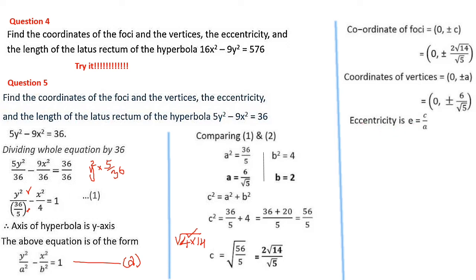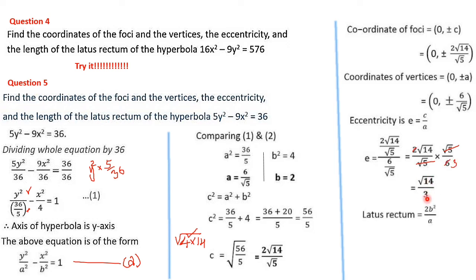Then eccentricity is C by A. So C is calculated as 2 root 14 by root 5, divided by A. A is 6 divided by root 5. When we calculate 2 root 14 by root 5 into the reciprocal of the denominator, 6 by root 5, when we take the reciprocal, root 5 by 6. Now the cancellation: root 5 we can cancel, then 2 and 6 we can cancel and write it as 3. So we get root 14 divided by 3, that is the eccentricity.